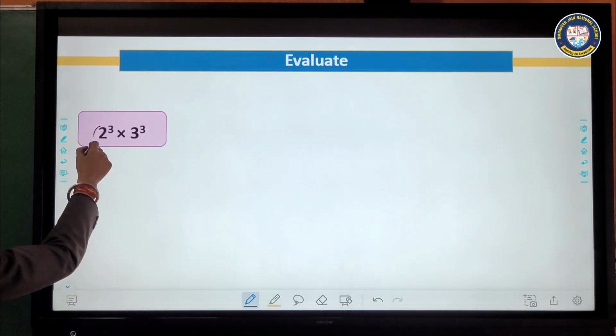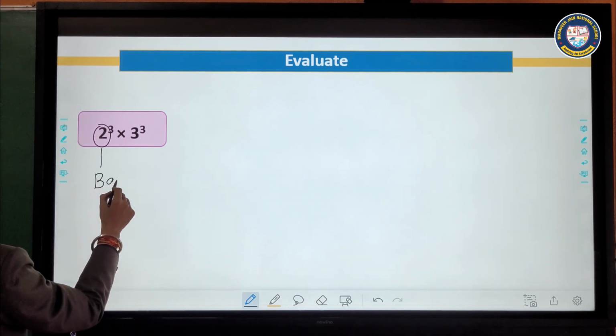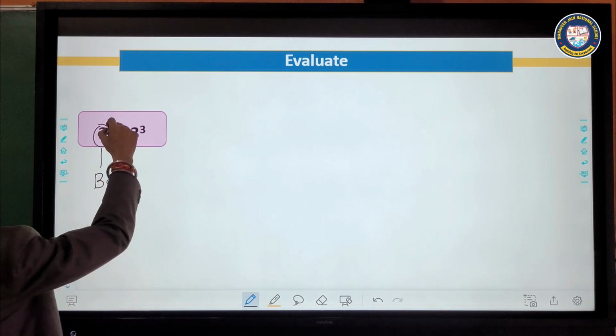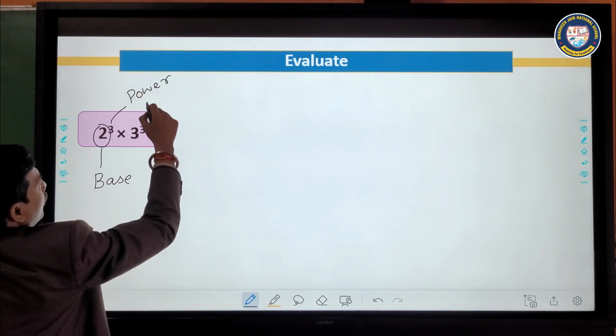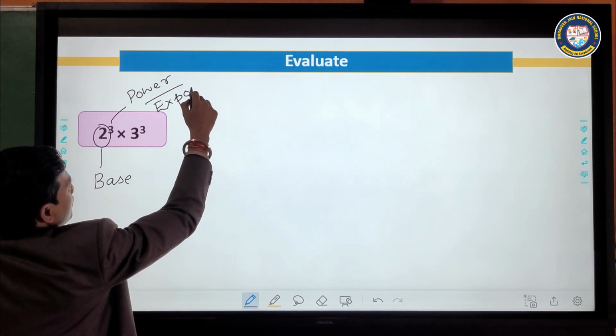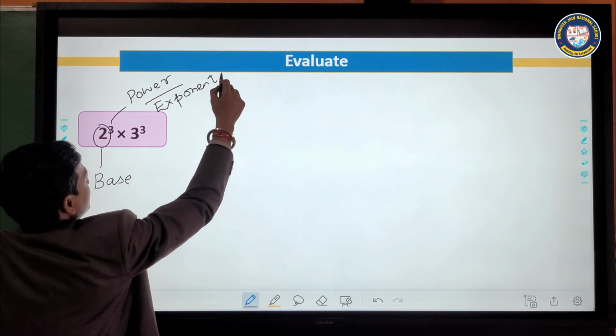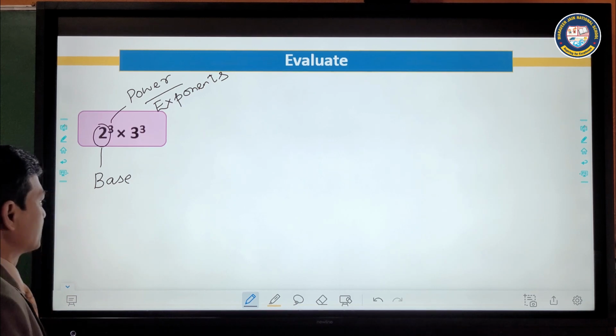This 2 is your base, and this is called the power. We also call it the exponent. So no need to get confused. In some books you will find it as exponent, and in some books it is the power.